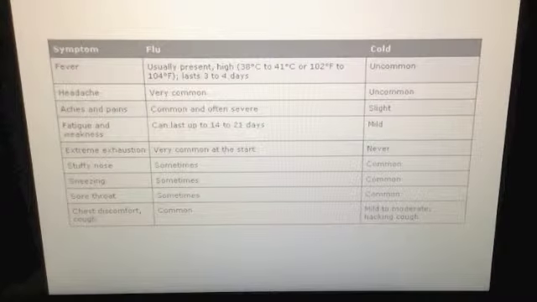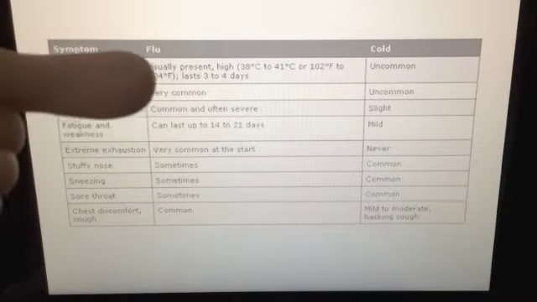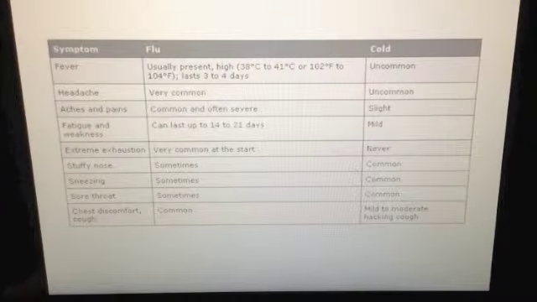These are two of the most common viral infections. The first one we're going to look at is the flu. Fever is usually present and very high, and it lasts 3 to 4 days. Headaches are very common, aches and pains common and often severe. Fatigue and weakness can last up to 14 to 21 days. Extreme exhaustion is very common at the start. Stuffy nose, sneezing and sore throat are sometimes. Chest discomfort and a cough is very common with the flu.